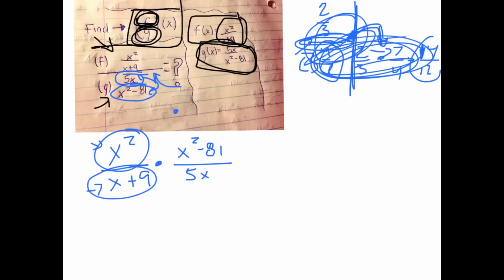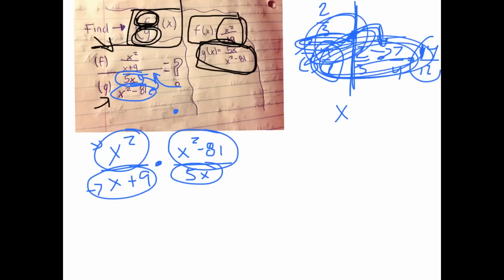So we can turn this into a multiplication, however we have to switch these two. So we turn it into a multiplication and switch them. Now our x squared goes on top, the x minus 81 goes on bottom, and then 5x. And then we're just going to simplify. Is there any way we can simplify this? No, we can't simplify that. No on that, but this one right here can be simplified.